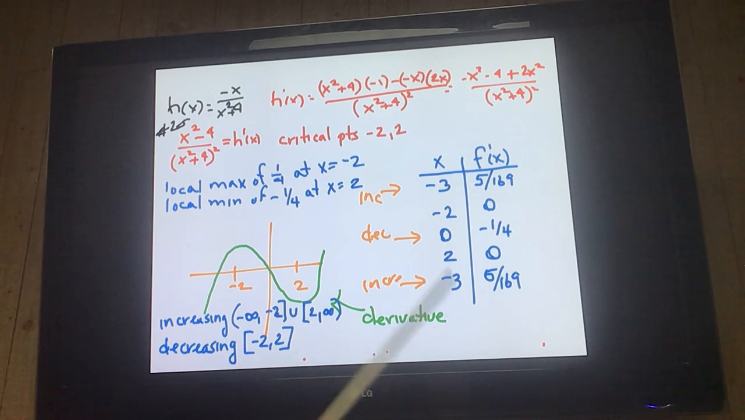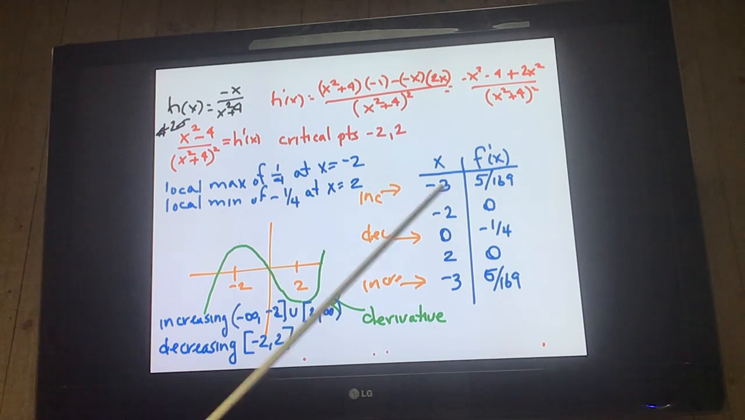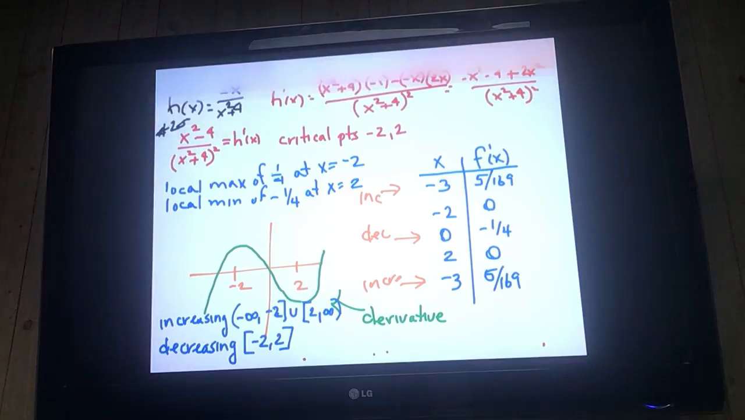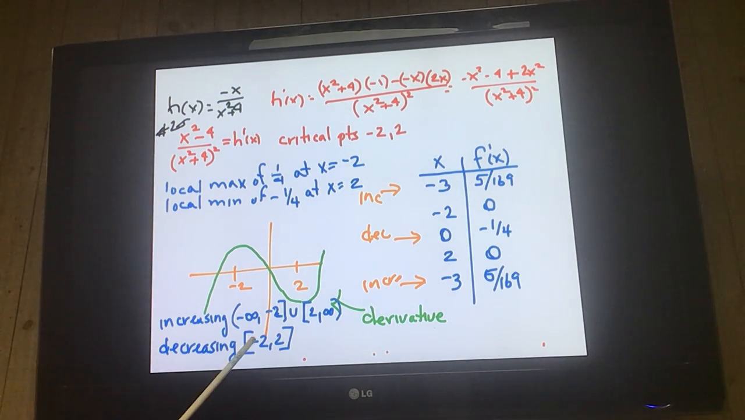So in the derivative, we learned that when the derivative is positive, I'm increasing. When the derivative is negative, I'm decreasing. And when the derivative is positive, I'm increasing. So if I look at the graph of my derivative here, here's negative 2, here's 2. I am increasing to negative 2, decreasing from negative 2 to 2, increasing from 2 to infinity. So now I can do my increasing and decreasing.